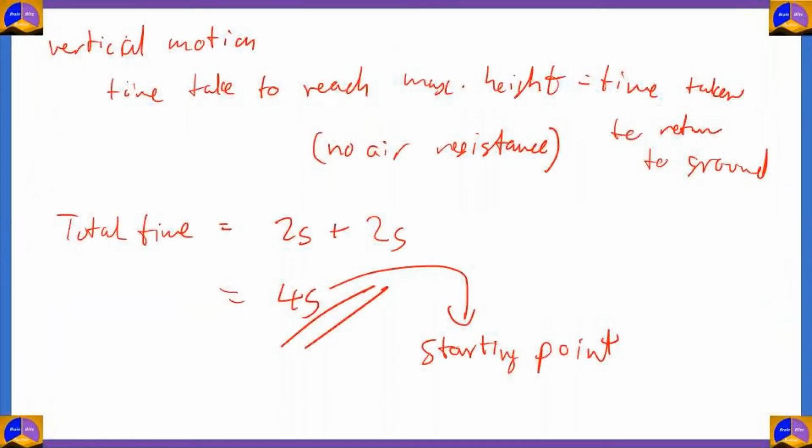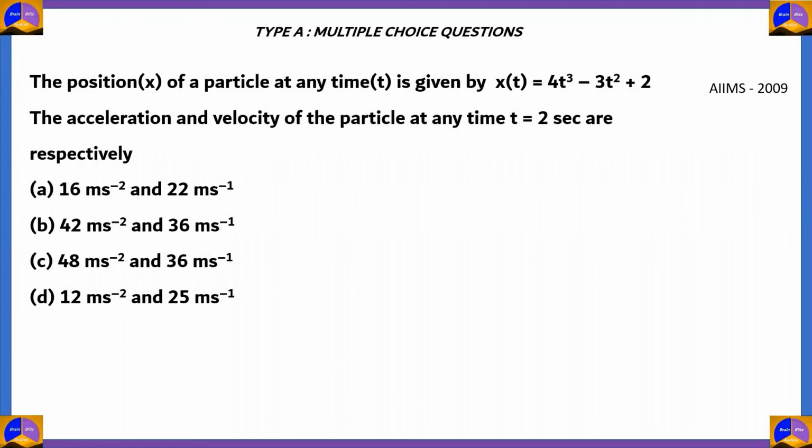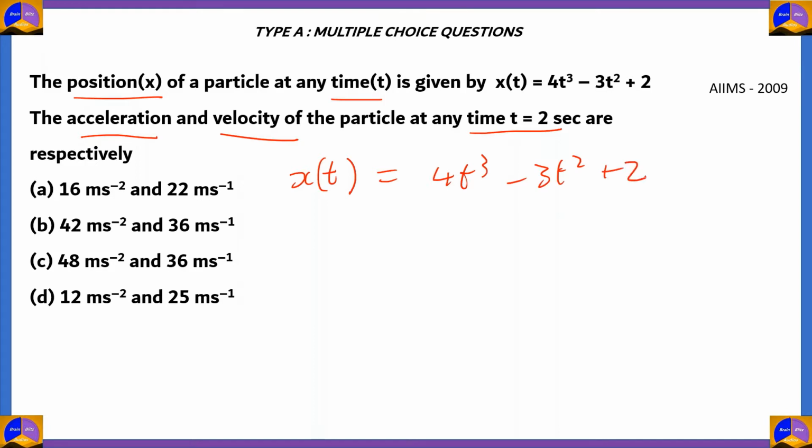Let's move on to our next question. Question number 3. The position x of a particle at any time t is given as x(t) = 4t^3 - 3t^2 + 2. The acceleration and velocity of the particle at time t equal to 2 seconds are respectively... We need to find out which of these is the correct option. How do you solve this question? All we're given is the equation x in terms of t as 4t^3 - 3t^2 + 2.